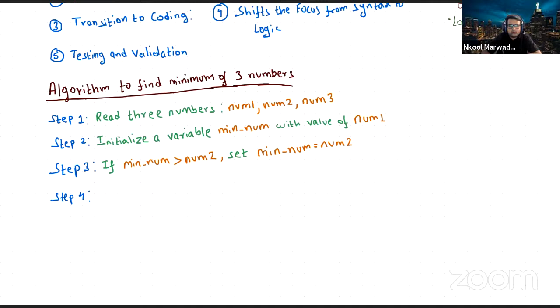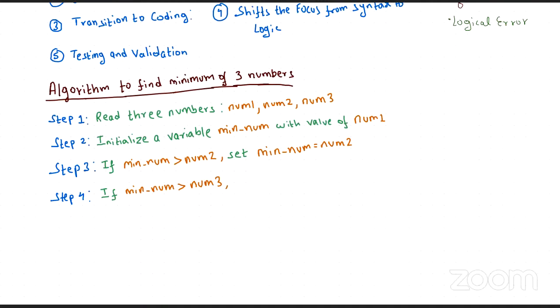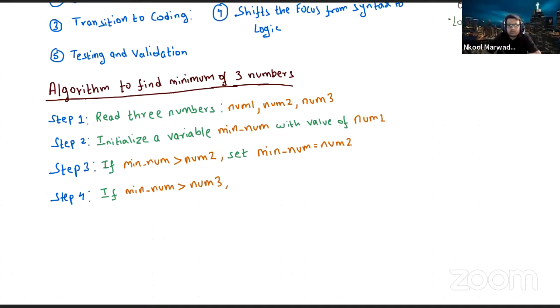If minimum number is further greater than num3, and if it happens, it means that num3 is the smallest of the three numbers. Then we will set minimum number is equal to num3.